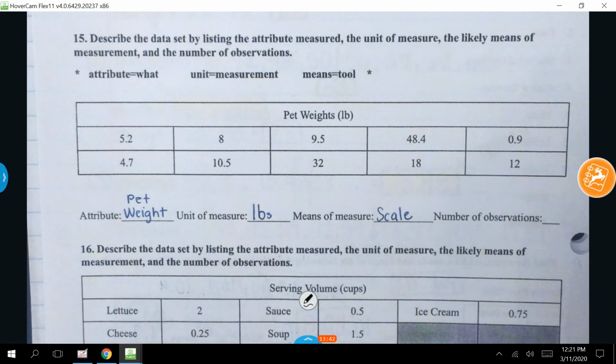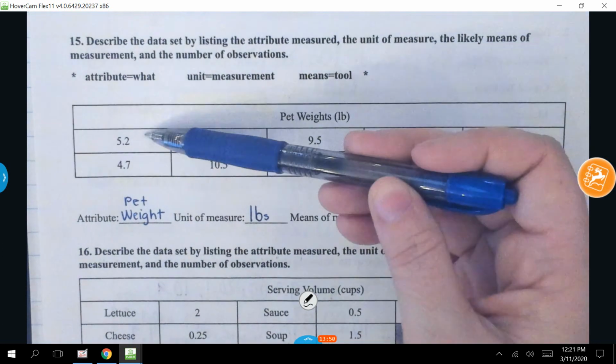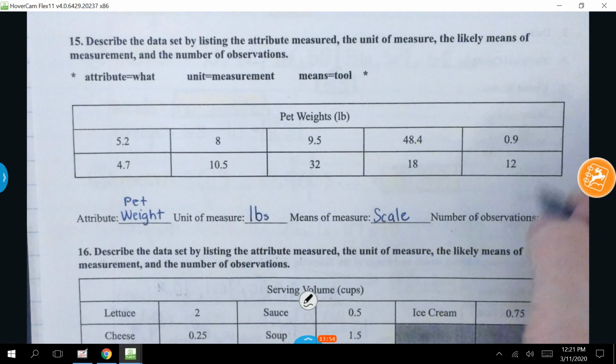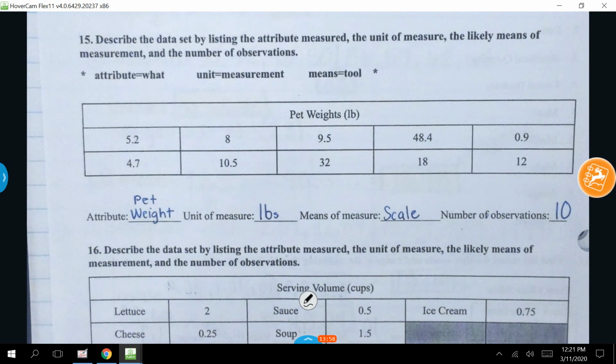What do you, not 5? 10. How are we getting 10? Raise your hand again and tell me, why is it 10? Peyton? 1, 2, 3, 4, 5, 6, 7, 8, 9, 10. I weighed a pet 10 times. So my number of observations is 10.